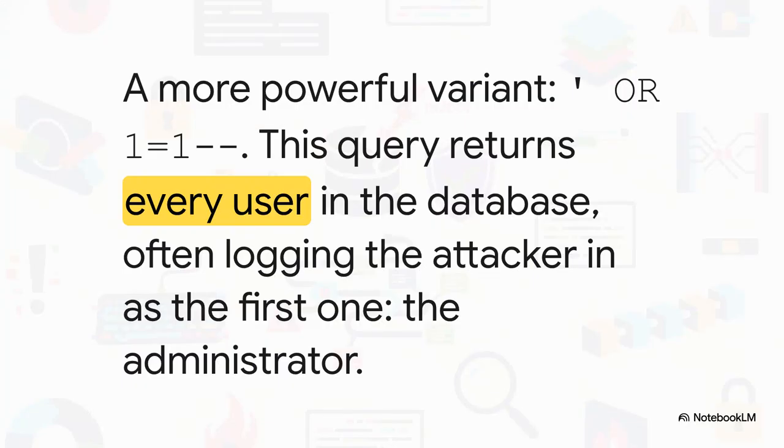This version is even more of a game changer. Here, the attacker injects a condition that is logically always true: or 1 equals 1. So the query becomes: find a user where the username is blank or where 1 equals 1. Well, 1 always equals 1, so this condition is true for every single user in the database. The database happily returns the entire user list, and the application often just logs the attacker in as the very first user in that list, who, guess what, is usually the admin.